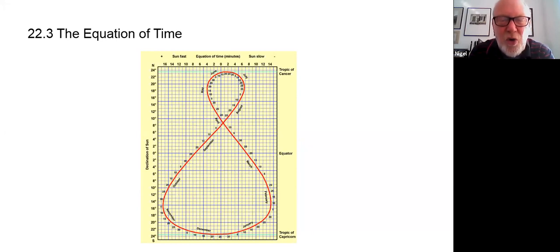When the sun is slow, then the real sun is behind the mean sun, and the equation of time is negative. So it should actually be on the right-hand side there at the top, -2, -4, -6, and so on. And then it gives you dates of the year, or it gives you important declinations of the sun. Either of those, you can read off the equation of time. And you can see that on 4 dates, the equation of time is 0.